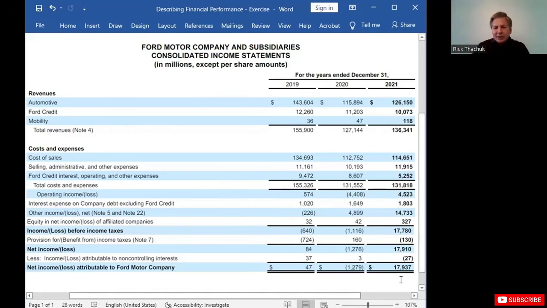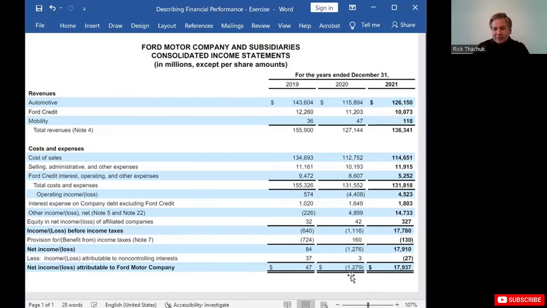The first thing we can look at, the bottom line, the most important thing, net income. We see that net income was 17,937 million US dollars in 2021. That compares to this in brackets. Now, we have not seen this before, but a value in brackets means a loss. Some people refer to that as a negative income, but that's not too typical by convention.